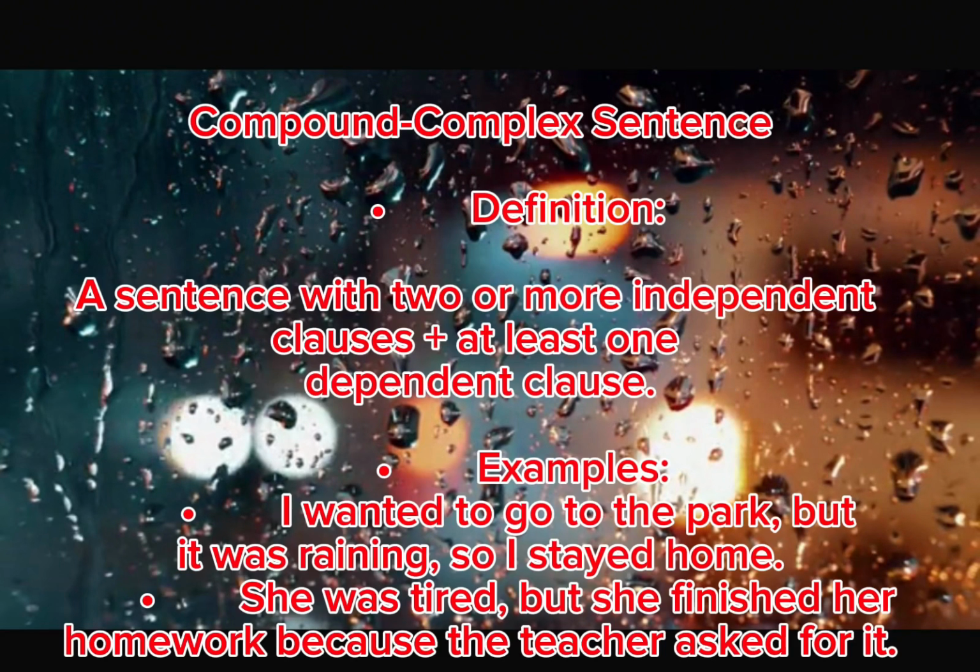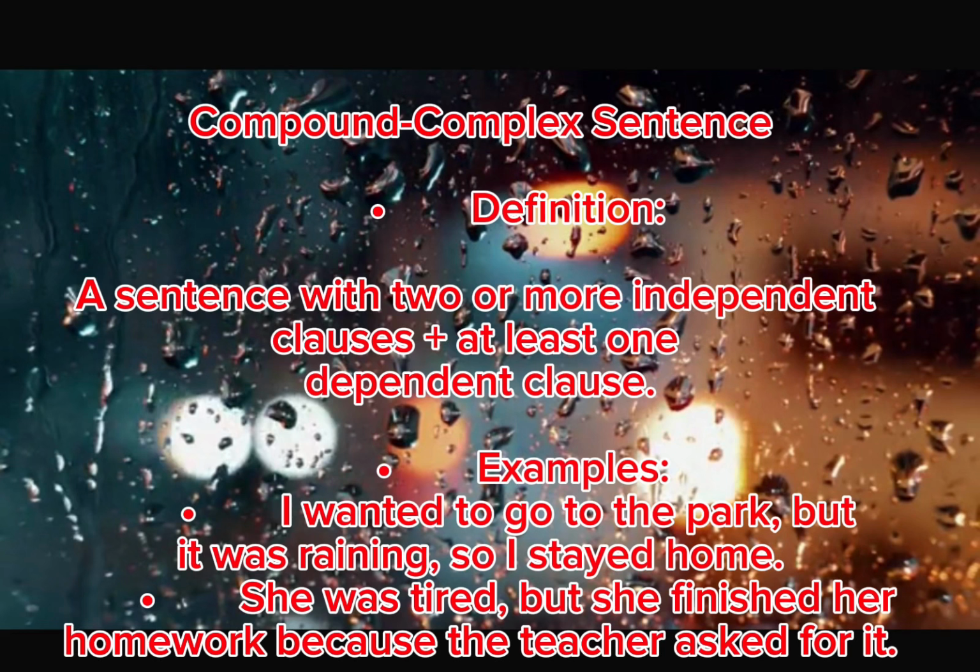And the last one, compound complex sentences. A sentence with 2 or more independent clauses plus at least one dependent clause. A sentence which contains 2 or more independent clauses and at least one dependent clause. Such kinds of sentences are called compound complex sentences. For example, I wanted to go to the park, but it was raining, so I stayed at home.